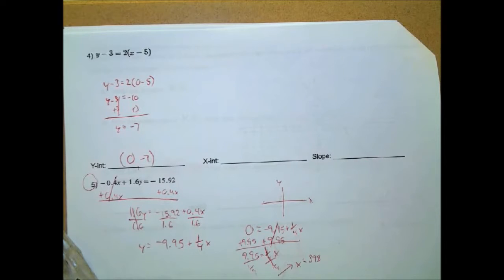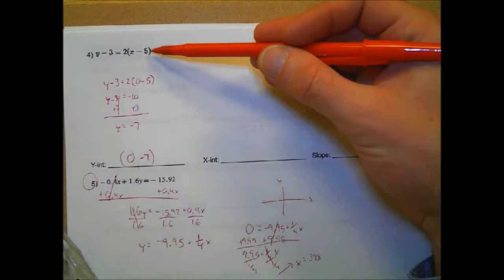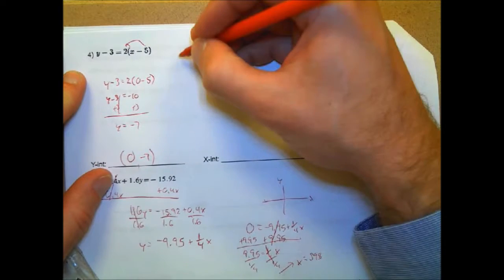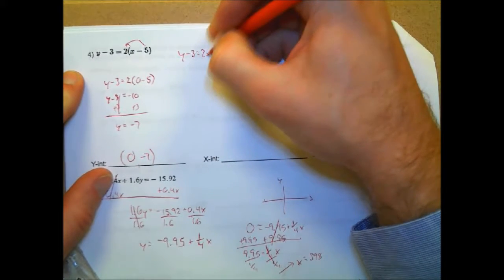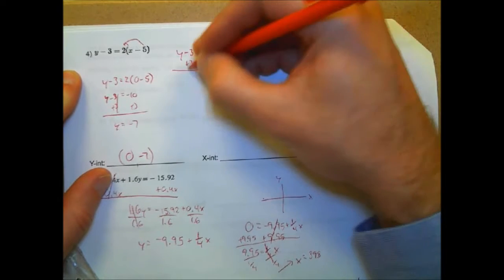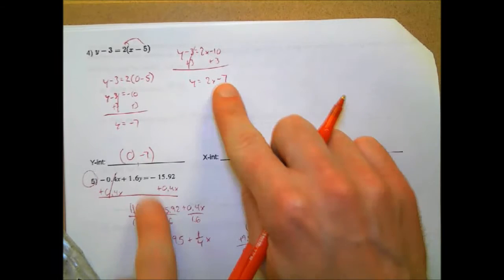Okay, is this equation in slope-intercept form? No. We could get it in slope-intercept form. We could distribute that 2, add the 3 over. That's what Miss Mulkey told me. Yeah. Okay, there's that negative 7 that Mark said. Right, there's our y-intercept. It's negative 7.